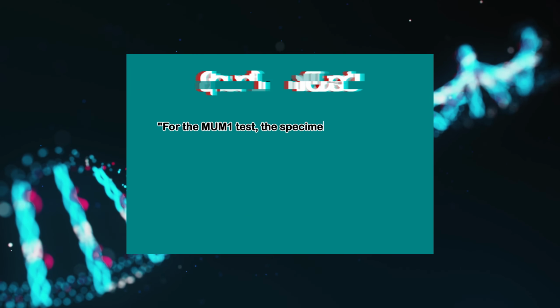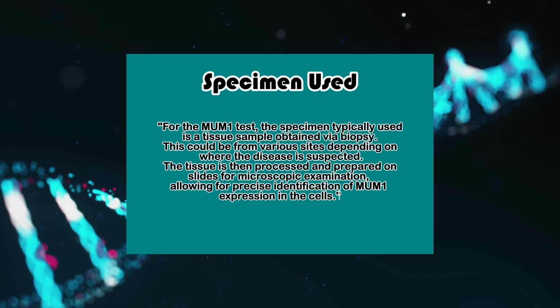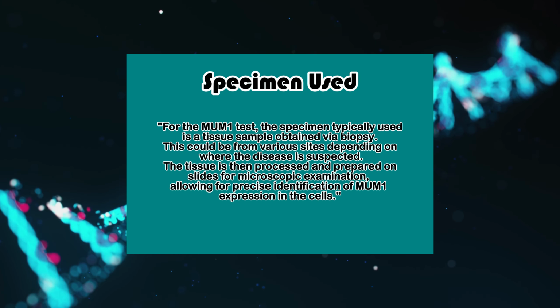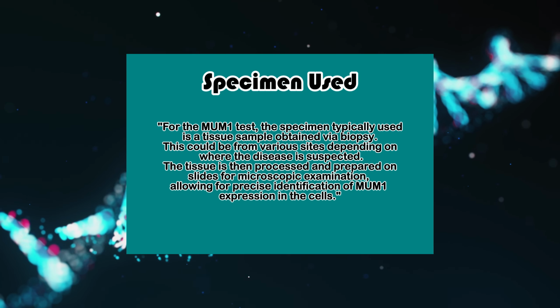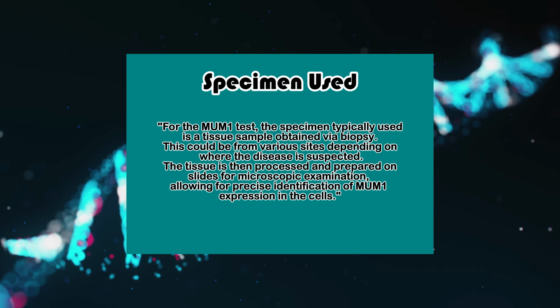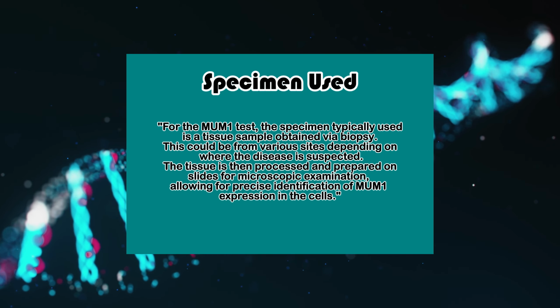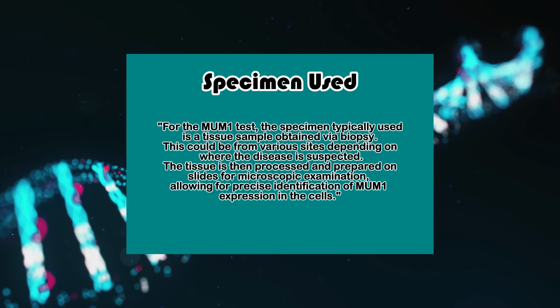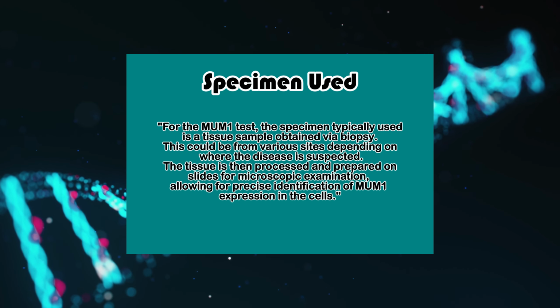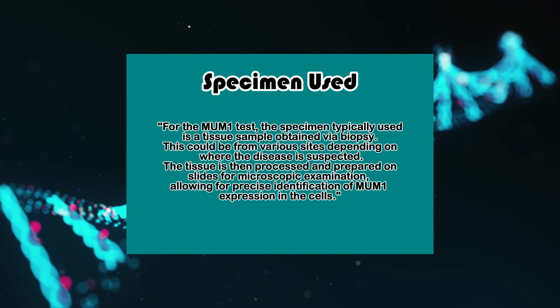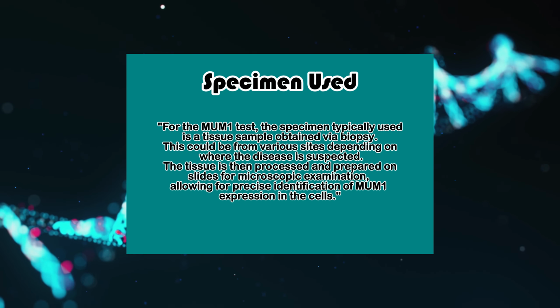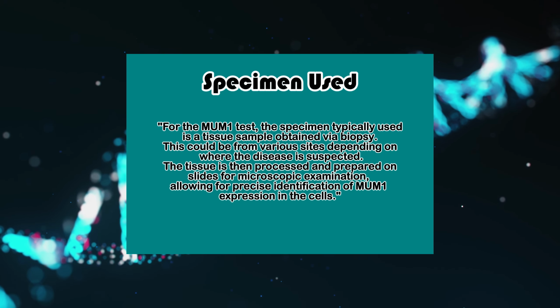Specimen used. For the MUM1 test, the specimen typically used is a tissue sample obtained via biopsy. This could be from various sites depending on where the disease is suspected. The tissue is then processed and prepared on slides for microscopic examination, allowing for precise identification of MUM1 expression in the cells. Components included in the test.